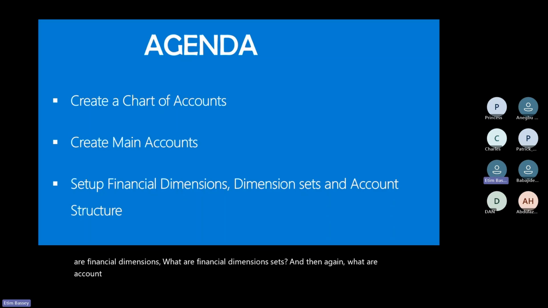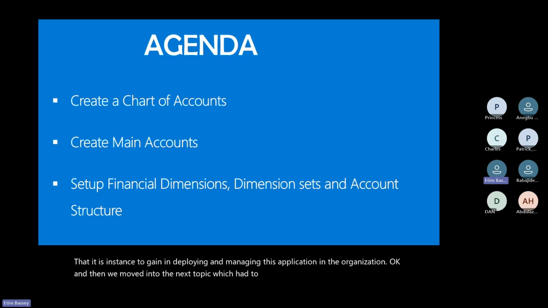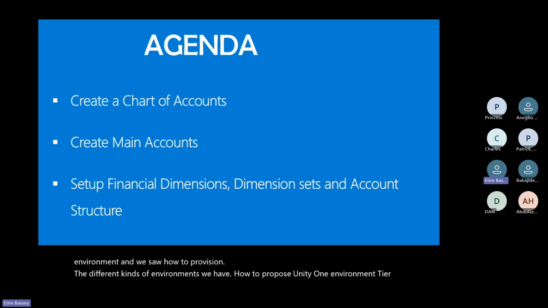Okay. So before we start, just a recap of what we had done in the previous episode. We started by reviewing what finance and operations is all about, what the application of finance and operations is, what its core capabilities are, and what benefits the business stands to gain from deploying and managing this application in the organization. Then we moved into the next topic, how to provision the environment, and we saw how to provision the different kinds of environments we have: a tier one environment, tier two, and even up to the production environment.